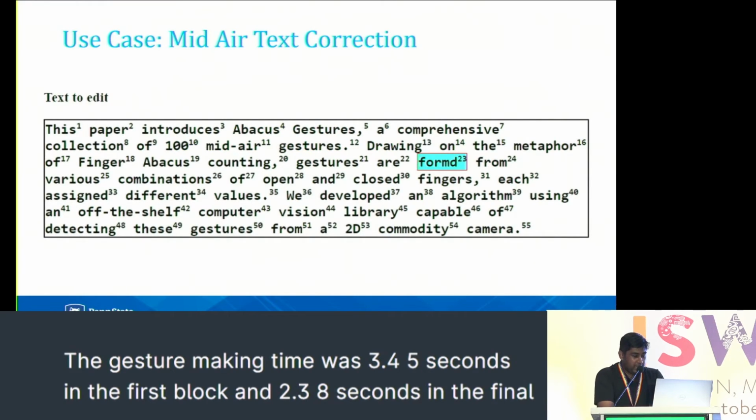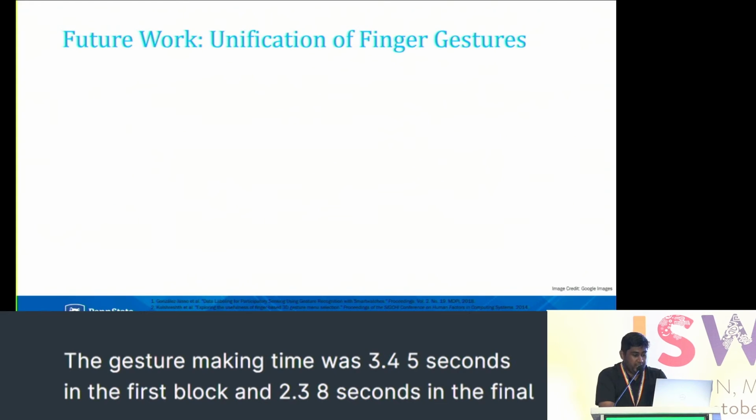I'll finish up with the use case and future work for Abacus gestures. This is one of the many ways someone can use Abacus gestures. In this example, we are showing a media text correction. You can see a paragraph with 55 words tagged with their indices. One of these words was formed at 23 as a typo. To select this word, the user can directly make 23, and they use speech detection or other modality to correct this word.